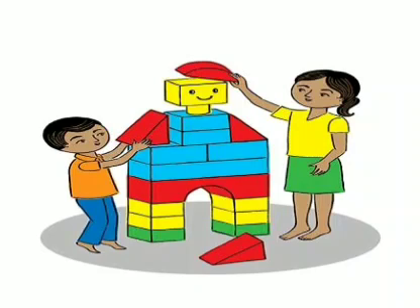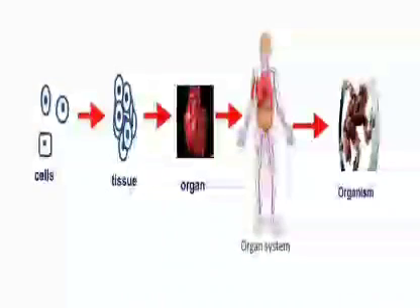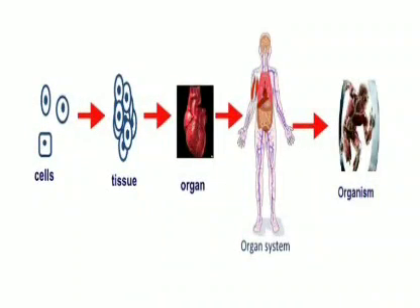Likewise, our body is made up of small units called cells. In third grade, you learned about levels of organization in the human body. Cells combine together and form a tissue. Tissues combine together and form an organ. Organs combine together and form an organ system. Organ systems combine together and form an organism, for example, a human being. So, the cell is the basic structural and fundamental unit of all living organisms.